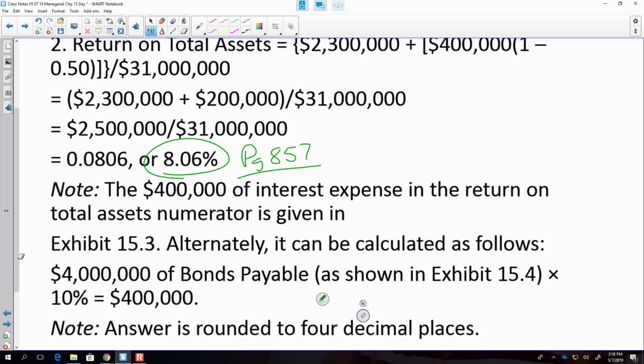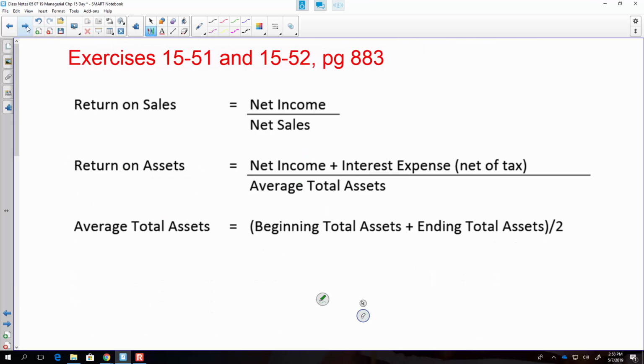Okay, so let's take a look at this with example 51 and 52. And this is where we'll end today. So let's turn our page back to 853. The numbers are on 852, or 882, I'm sorry. 882.